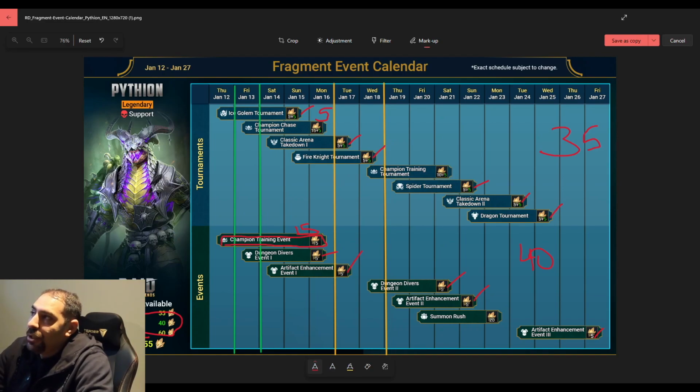I'm not pushing champ chase to get those next 10 points, although I could, and then I can avoid summon rush. But typically what they'll do is they'll have probably a 10 times event for this summon rush where I'm going to be pulling shards anyways. So I might wait for that because right now it's 2-time ancients.